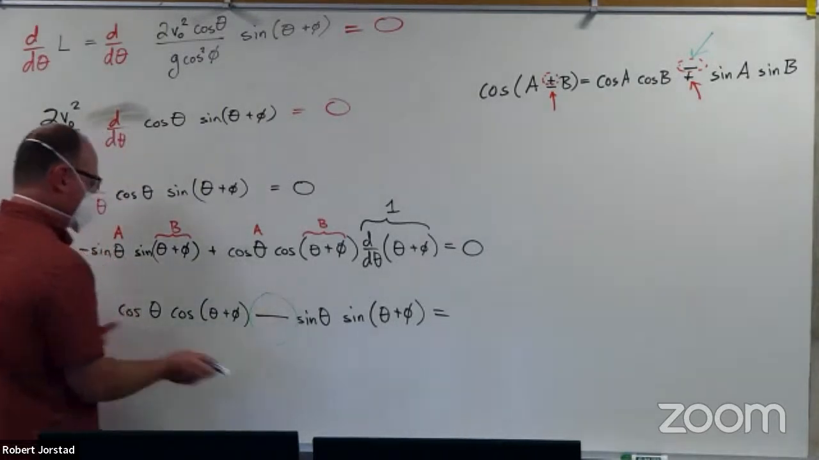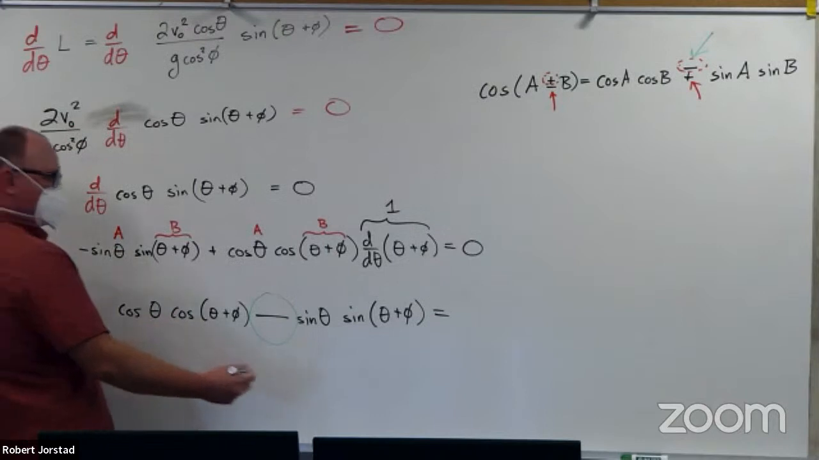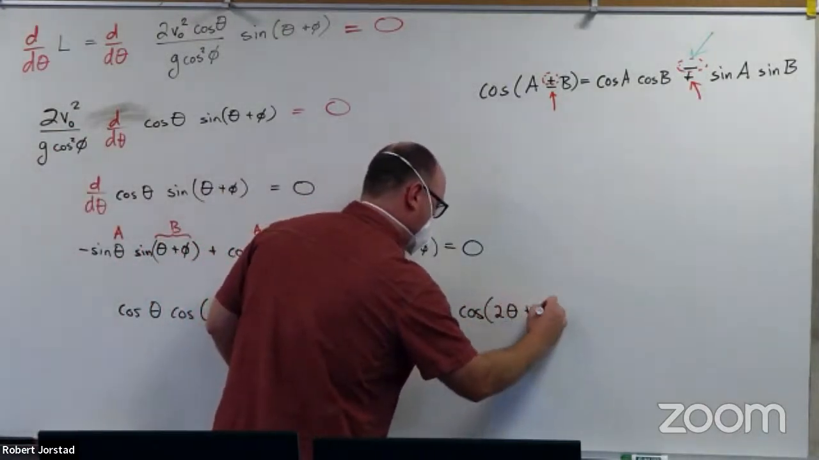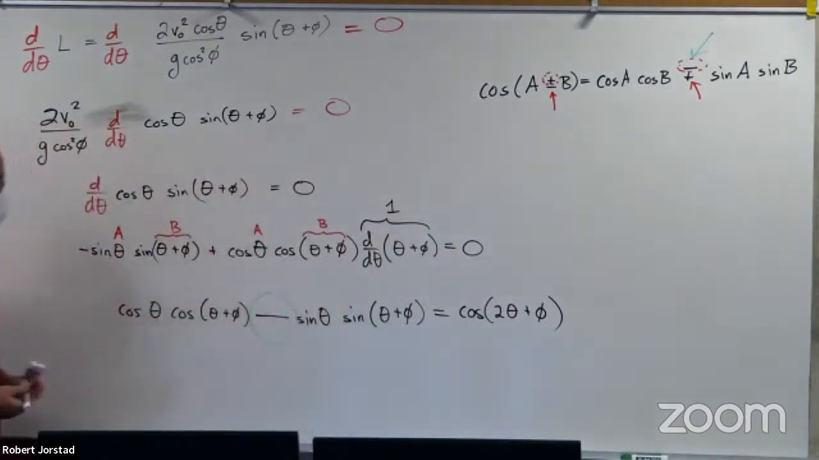That said, do you agree this becomes cosine of 2 theta plus phi? Take a second to absorb that. Are you good with that? Thumbs up, thumbs down, just give it to me.